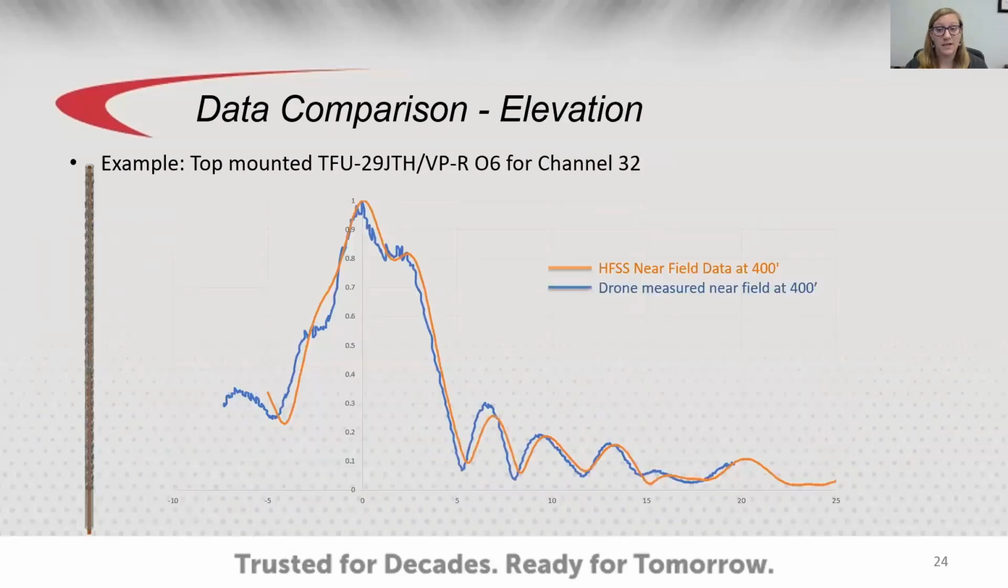Our third and final example is a top-mounted 20-layer pylon antenna operating at channel 32. Once again, our near-field beam tilt and null structure correlate between the two measurements. You notice the beam on this antenna appears to be more in focus than the previous two examples. This is due to the length of the antenna. Since the 20-layer antenna is much longer than the other two, the near-field region for this antenna is larger, making the measurement at 400 feet appear electrically closer to the antenna.